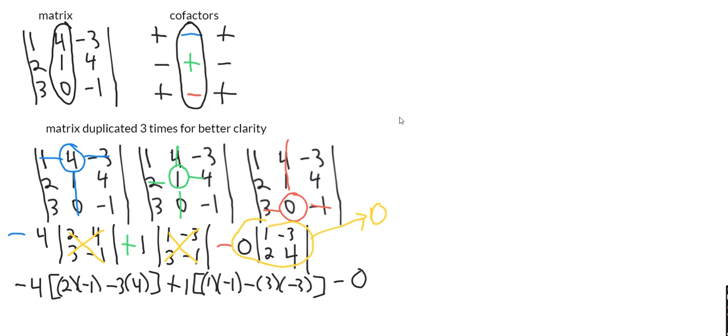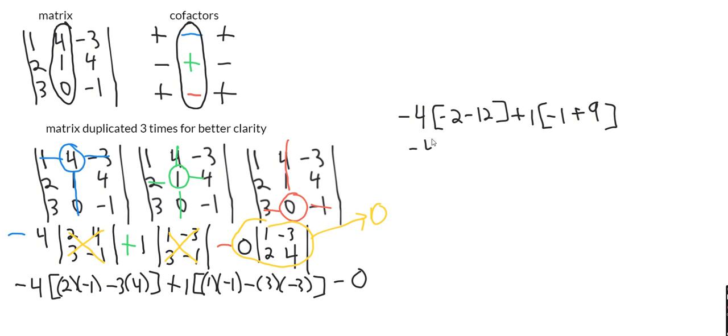All right, so then we got negative 4. 2 times negative 1 is negative 2. Minus 3 times 4 is minus 12. Got plus 1. 1 times negative 1 is negative 1. Minus 3 times negative 3, that's plus 9. And we can ignore the minus 0 there.